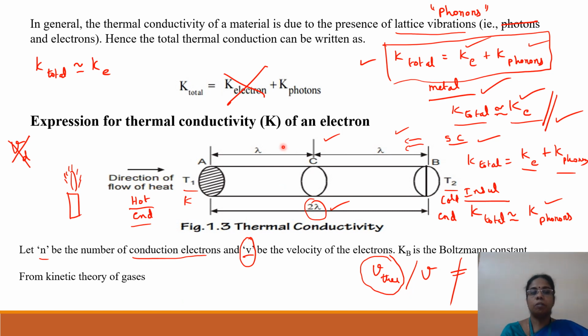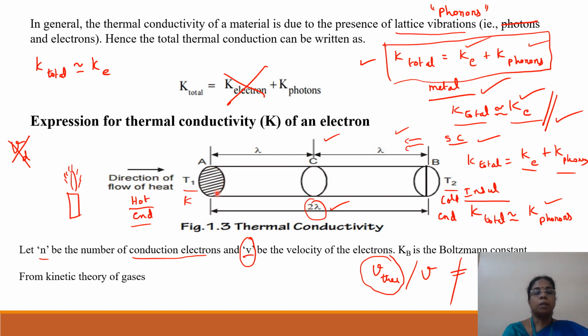Now, if you find the thermal conductivity of a material, it may be due to the presence of lattice vibration or it may be due to the presence of electrons. So we take only the total value. K total is equal to K electron plus K phonon. Now let us take a metal. In a metal, the total thermal conductivity is mainly due to the conductivity of electrons. Whereas when you take semiconductors, the thermal conductivity is due to both the electrons and phonons. Whereas when you take an insulator, the total conductivity is only due to the lattice vibrations.